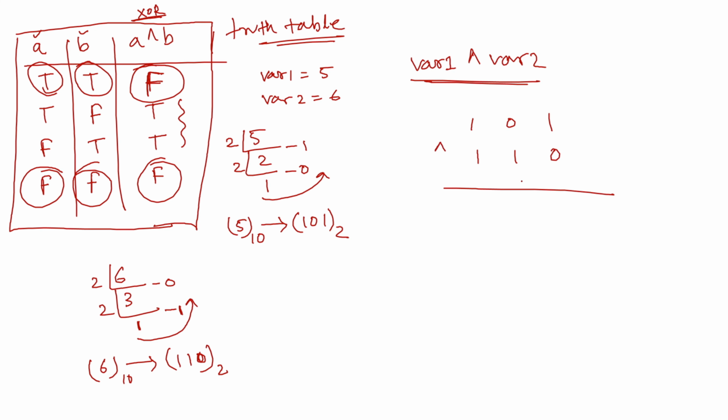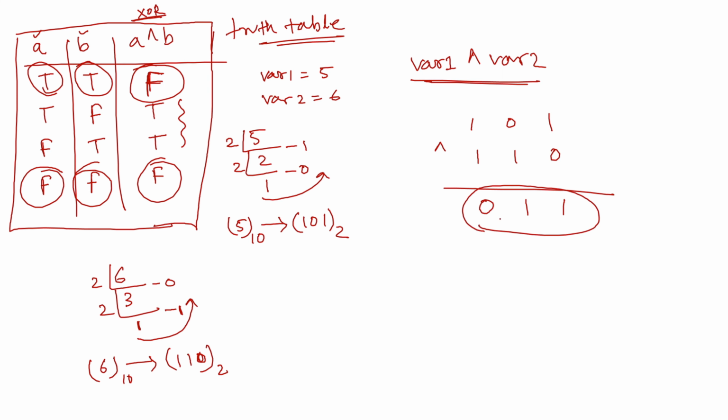Now I want to perform the XOR operation. Here 1 and 0, where 1 means true and 0 means false. So true XOR false will give you the result as true, that means 1. False XOR true will give you the result as true. Here 1 means true and 1 means true, so true XOR true will give you the result as false, so this is 0. So this is the answer.